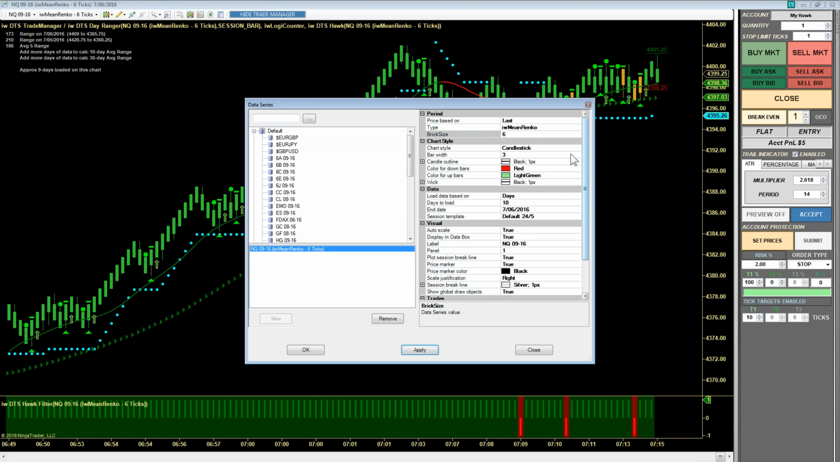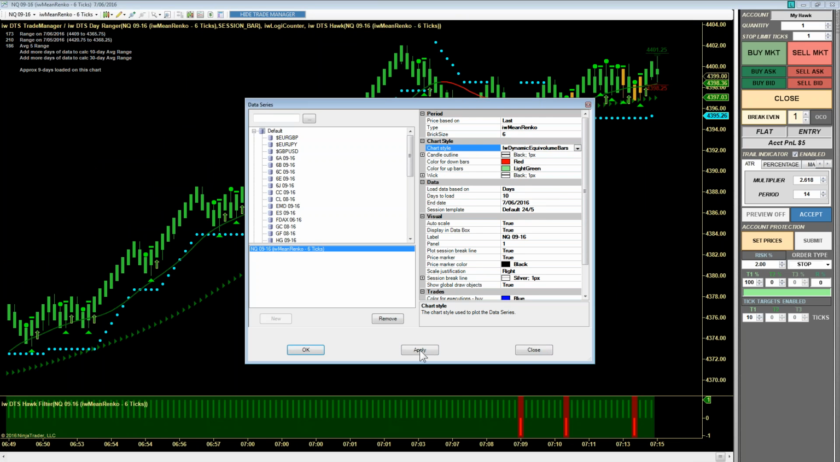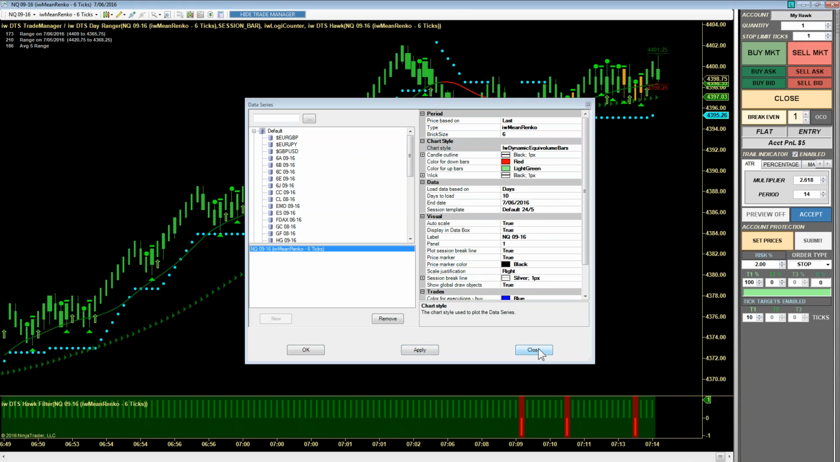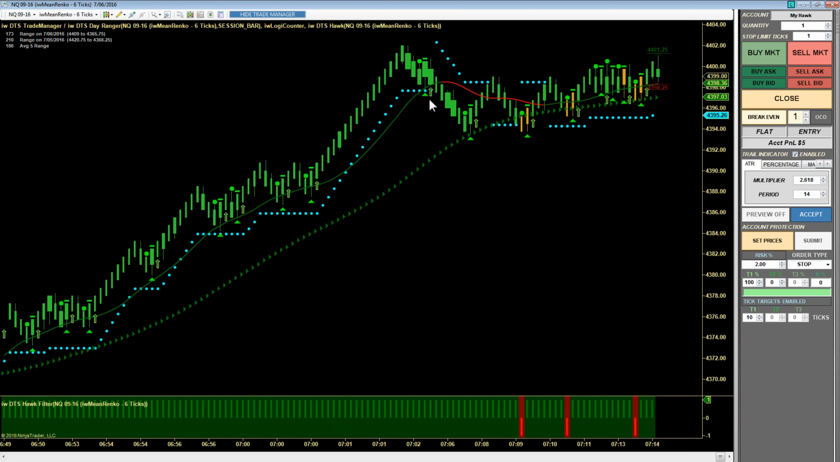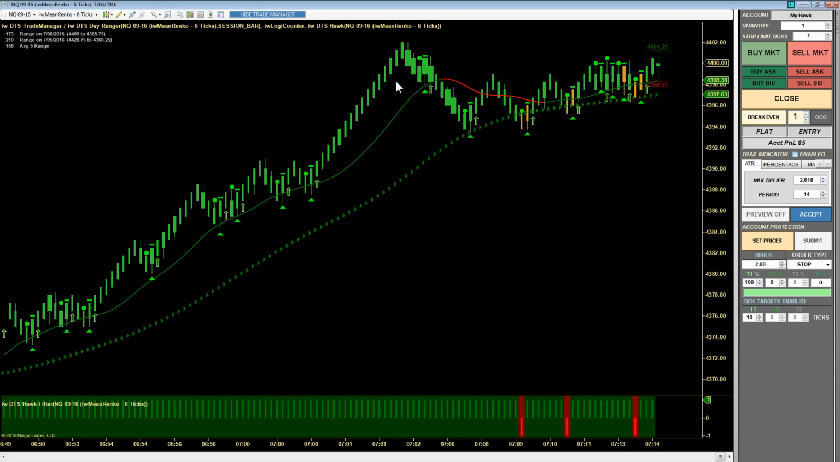Now, let me point out also, I'm using the Indicator Warehouse dynamic equivolume bars while we're talking about chart styles. If you're unfamiliar with equivolume charting, what equivolume charts do is they factor the volume into the graphic. So wider bars have more volume, narrow bars have less volume.